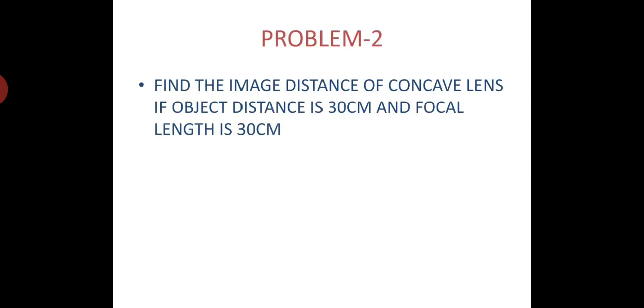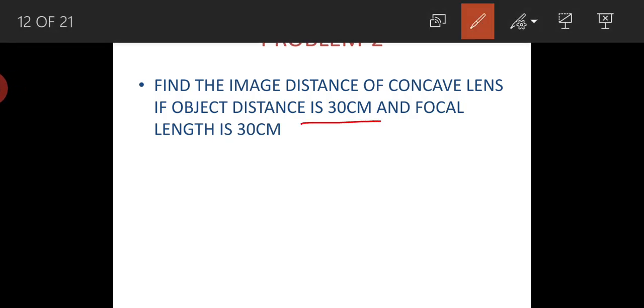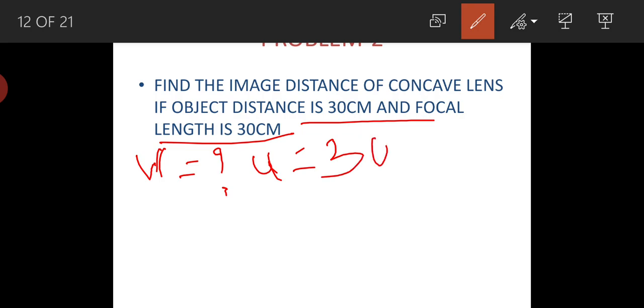Next, let us see one more problem. Find the image distance of a concave lens if the object distance is 30 centimeters and the focal length is 30 centimeters. So here we need to find the image distance v. Given that the object distance u is 30 centimeters and the focal length f is also 30 centimeters.